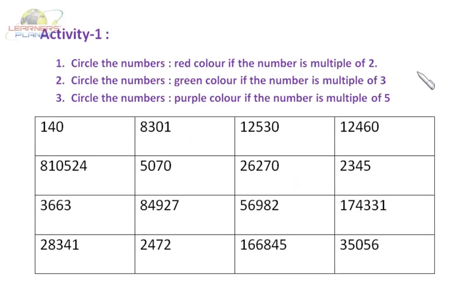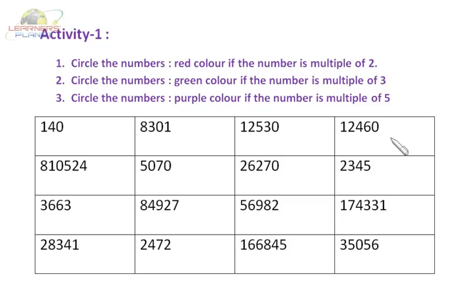Kids, we will be doing some activities for better clarity of the concept of divisibility rules. Now, in this activity, we have to circle the numbers in red color if the number is a multiple of 2. We have to circle the numbers in green color if the number is a multiple of 3. And we have to circle the numbers in purple color if the number is a multiple of 5. Okay, so let's begin.